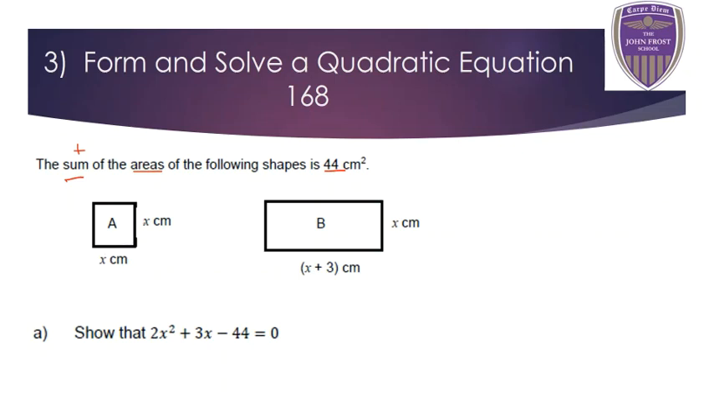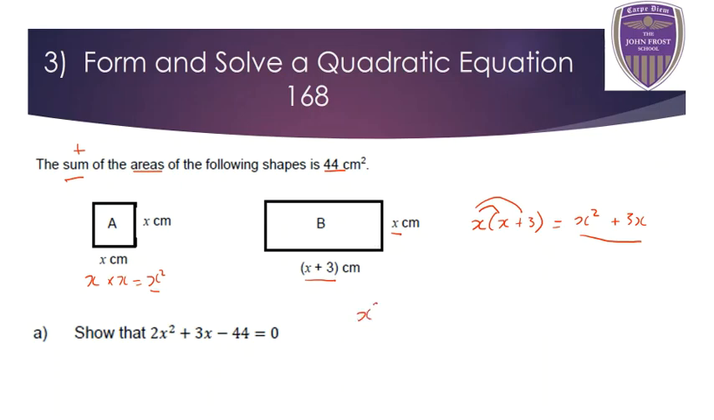So on this first one here, I would work out x times x. So on shape A, x times x gives me x squared. And on this second shape here, this rectangle, I'm going to multiply x by the x plus 3. So x multiplied by x plus 3 is a bracket I would need to multiply through. So I would multiply through by x, so x times x gives me x squared, and x times 3 gives me 3x. Now, because we said the sum of these areas, that means I'm going to add together this area here of x squared, and this area here of x squared plus 3x, and they're going to equal 44.